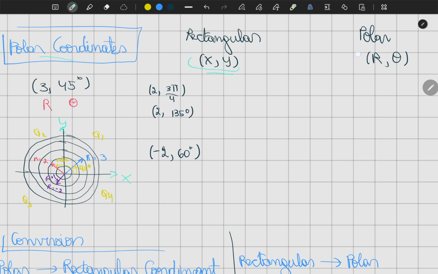Cartesian. But when we see polar, we see the resultant and the angle. That's what we're going to work with. And these are just typical examples of where you can locate. This is how you represent r and theta, the angle that you see there.